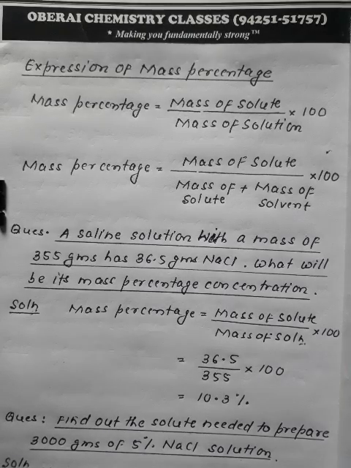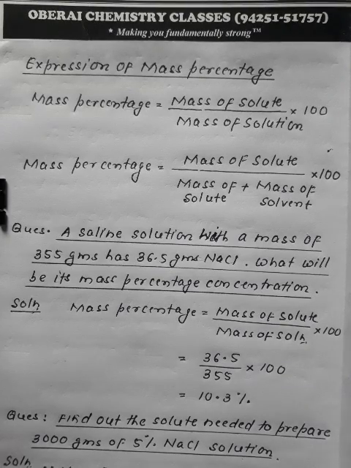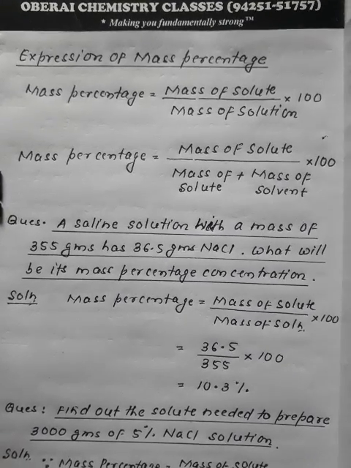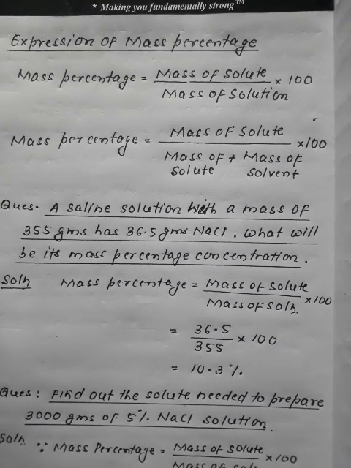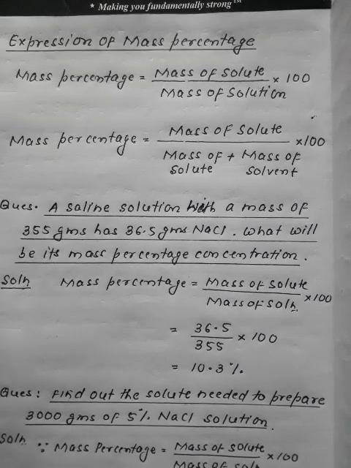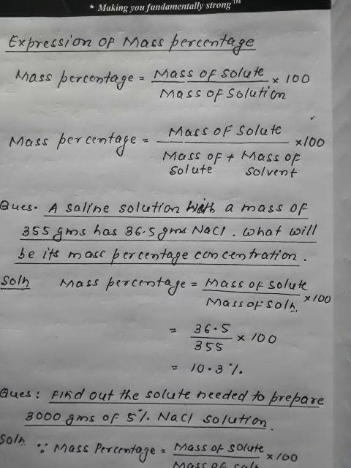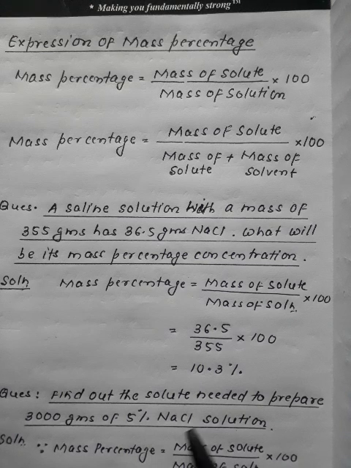So this is how we can calculate the mass percentage. Suppose one more question based on the same concept is given to us. The question is: find out the solute needed to prepare 3000 grams of 5% NaCl solution.